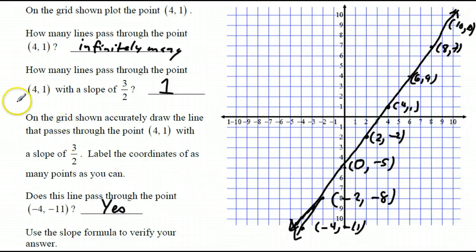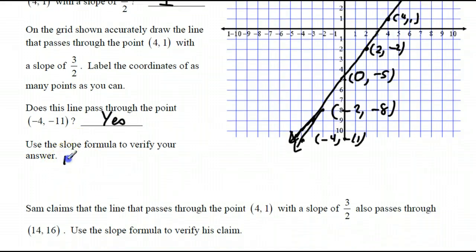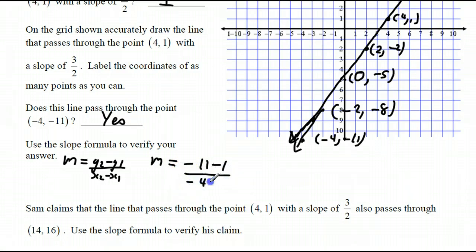So yes. Use the slope formula to verify your answer. Okay, so we know that slope is y2 minus y1 over x2 minus x1. And what we want to see is if the point negative 4, negative 11 with the point 4, 1 gives us a slope of 3 over 2. So let's start with negative 11 minus 1 over negative 4 minus 4. Sorry, that should just be negative 4 minus 4. So negative 11 minus 1 is negative 12, and negative 4 minus 4 is negative 8. And this is 3 over 2.